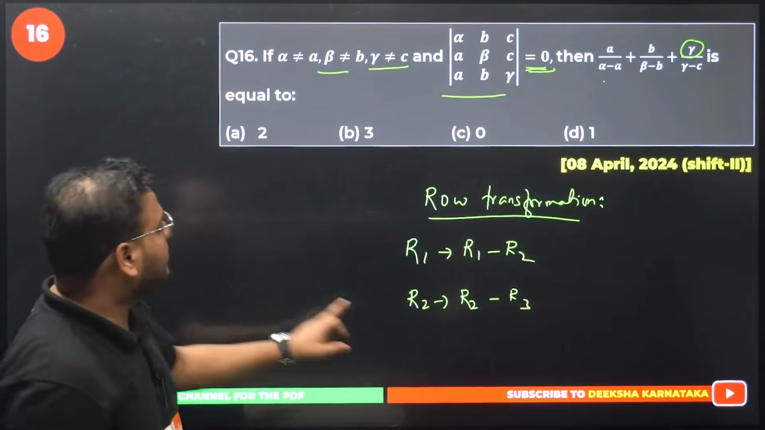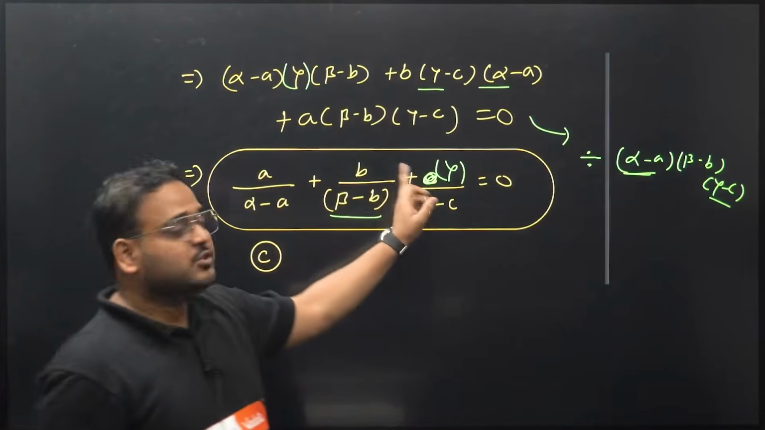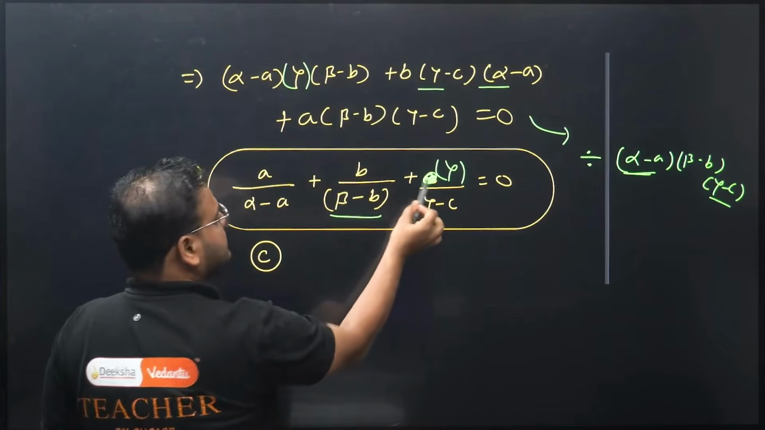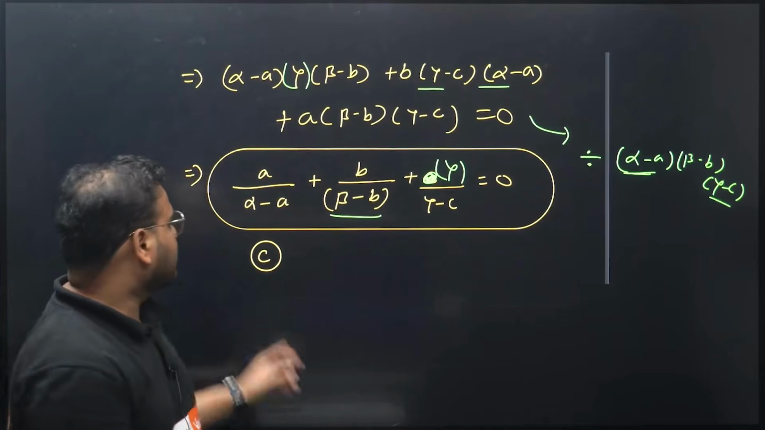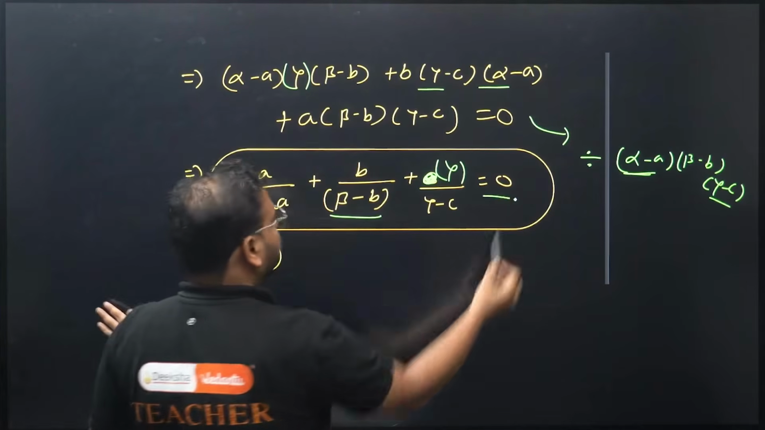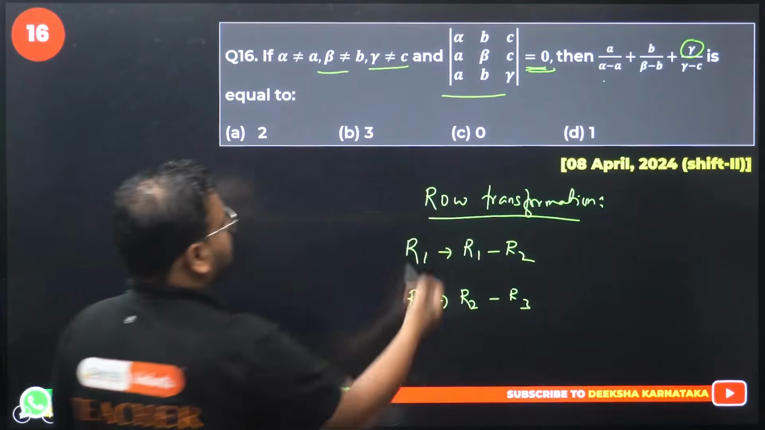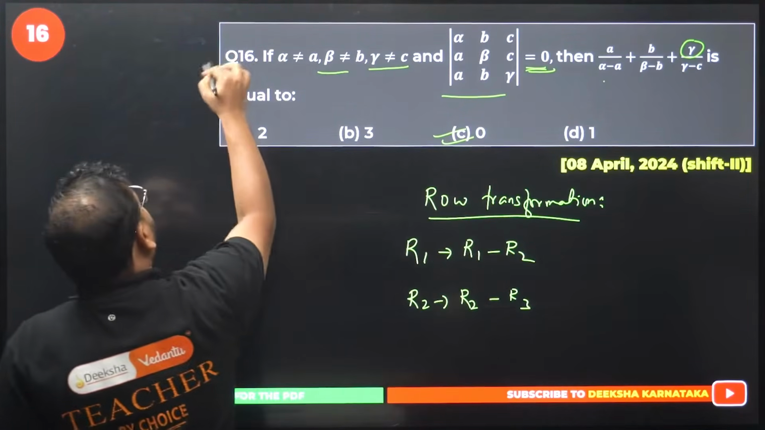I got one mistake. What was it? I wrote it as c. Actually, this is not c. This is simply gamma. Please change that. This is simply gamma. There was a mistake over here. Make the correction. Option is simply equal to 0. Okay. Option C is correct. Have a look.